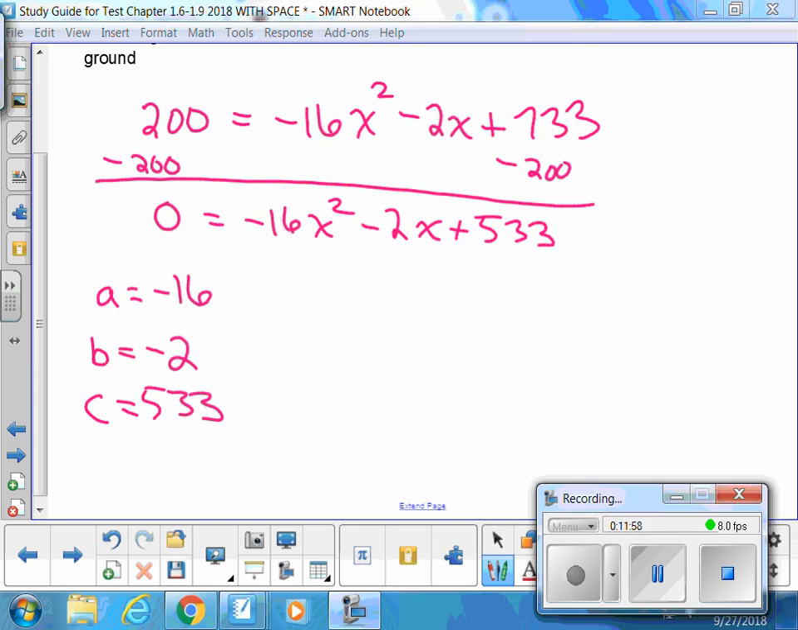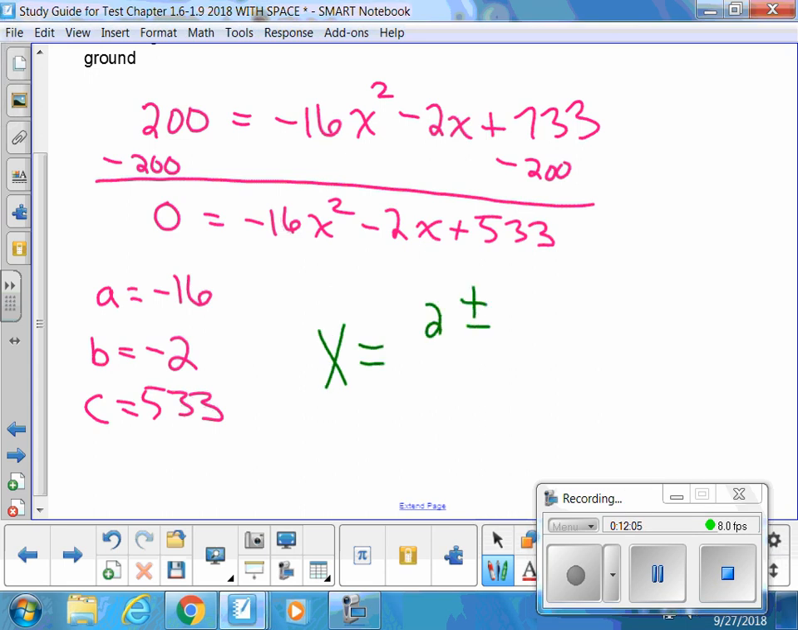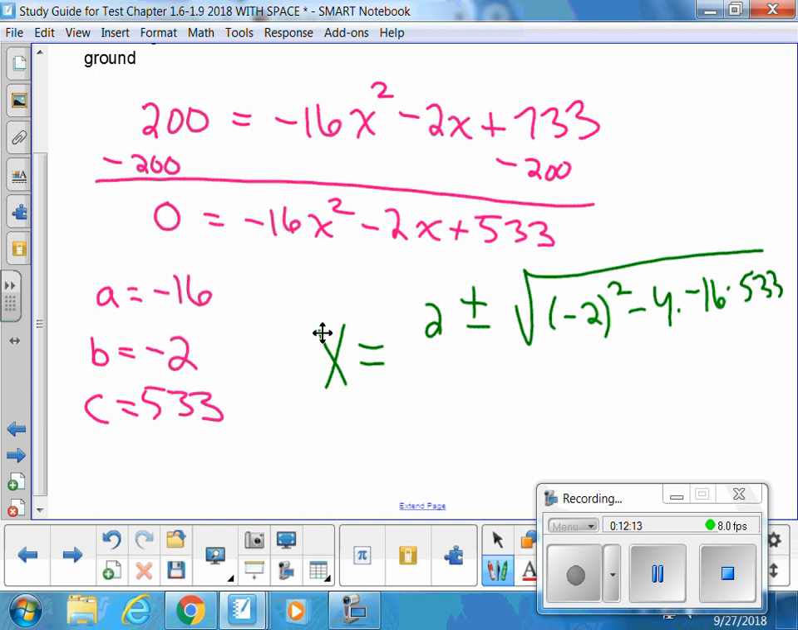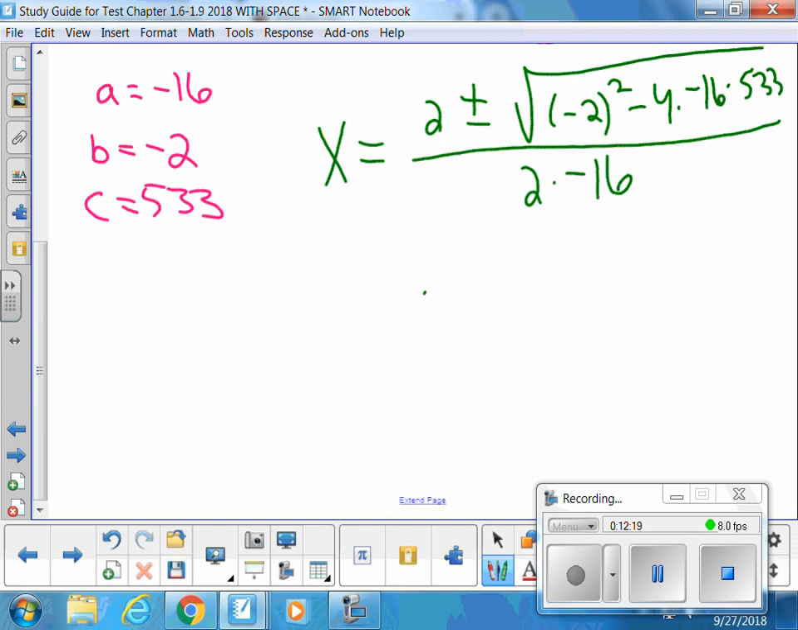All right, x equals the opposite of B plus or minus the square root of B squared minus 4AC, all divided by 2 times A. These numbers are big. It takes me a while. All right, the numbers are a little big, but I'm pretty sure we'll survive. Go ahead and figure out the discriminant for me, right here. That stuff. Okay.